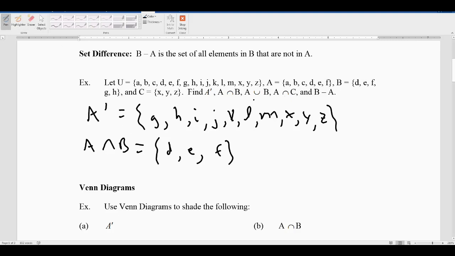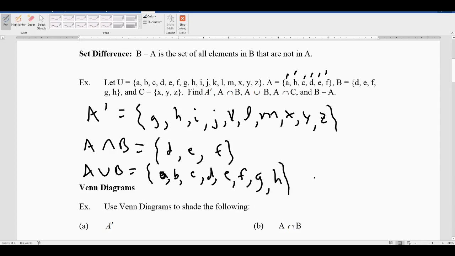And then A union B. For A union B, as long as it's in one of them, it's in the union. So do we have an A? Yep. You see a B? Put that in there. We see a C, put that in there. You see a D, put that in there. See an E and F, put those in there. Now I'm at the B set. I've already got the D in there. I already have the E in there. I already have the F in there. G, don't have it in there yet. And then the H. So it's in there.